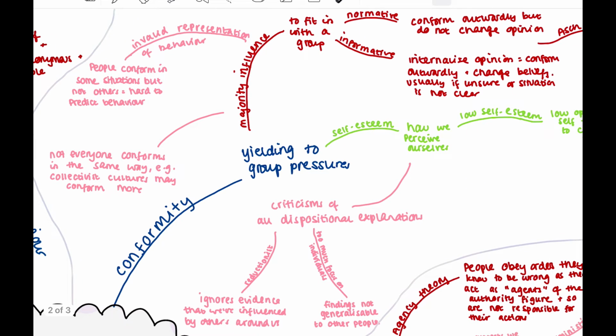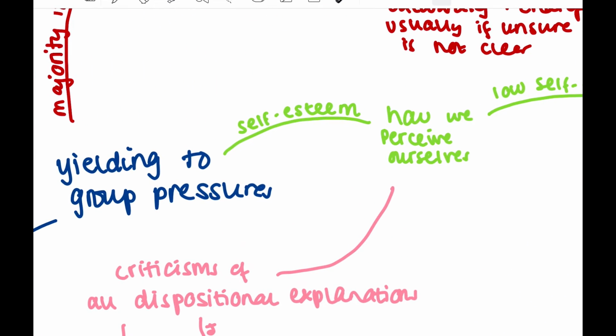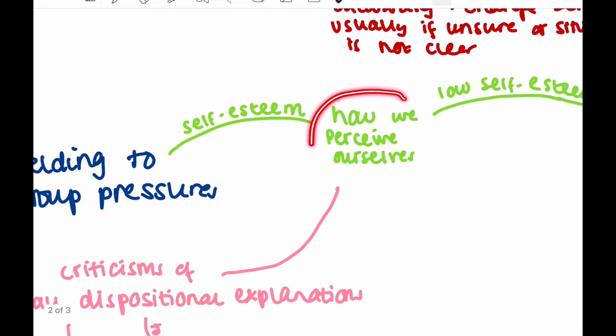There is also a dispositional factor. So dispositional factor is to do with yourself, your personality, individual differences, those kinds of things. So the dispositional factor is to do with self-esteem. The definition of self-esteem, that is how we perceive ourselves. Now, typically people can have low self-esteem, they can have high self-esteem.